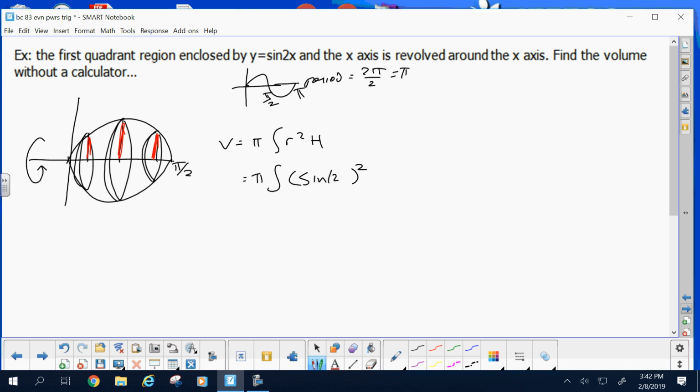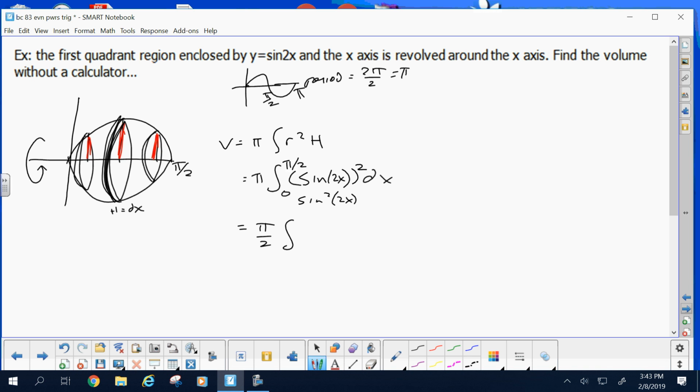Sine of 2x. You might write that as sine squared of 2x. That's the same thing. The height is the thickness. The height is dx. That's how tall that disk is. We're integrating with respect to x. And so the limits are 0 to pi over 2. All right. Now, how do I integrate that? Well, at the end of this lesson, you should know that you integrate that by an identity. Sine squared is the same as 1/2 minus 1/2 cosine of 2x.